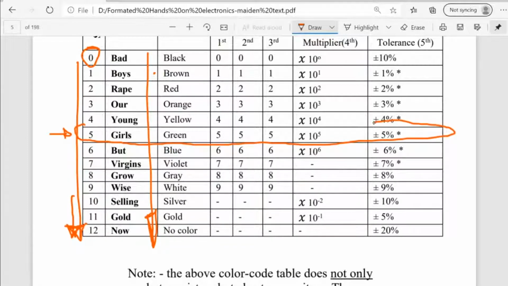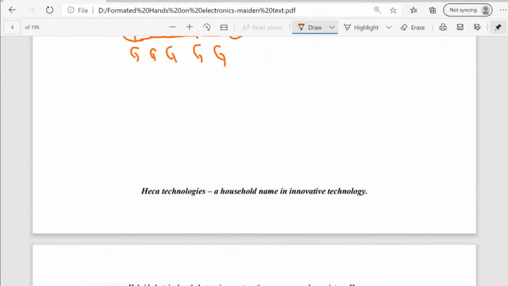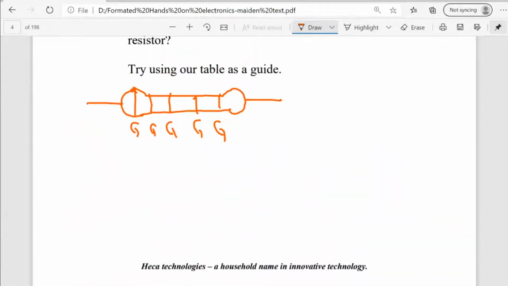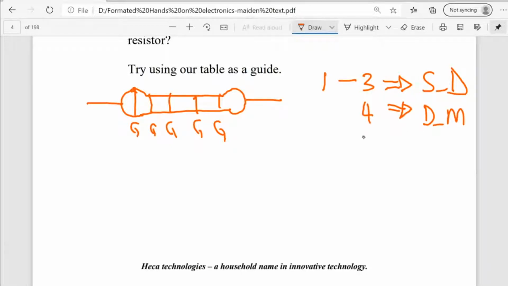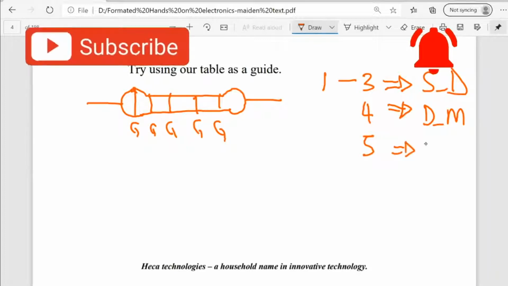We're going to look at, since everything is green, we're just going to pick the green out. Green is 5. So remember, for 5-band resistor color codes, bands 1, 2, 3 are significant digits, S_D. The fourth band is the decimal multiplier, D_M. The fifth band is the tolerance band.